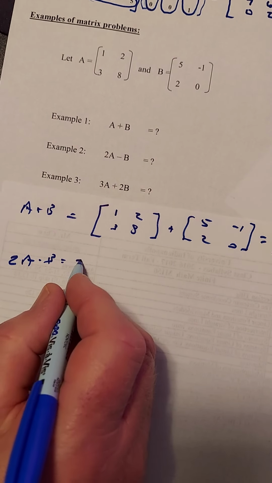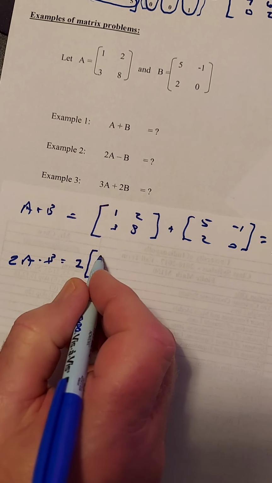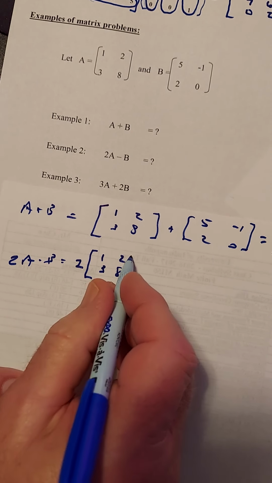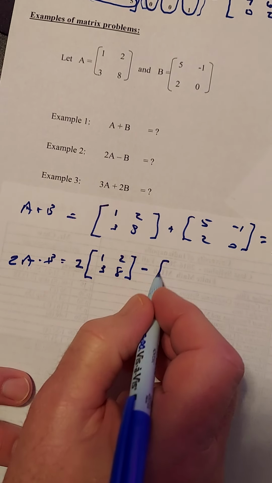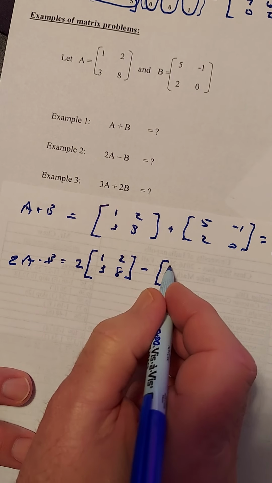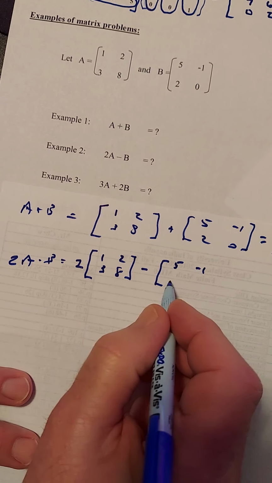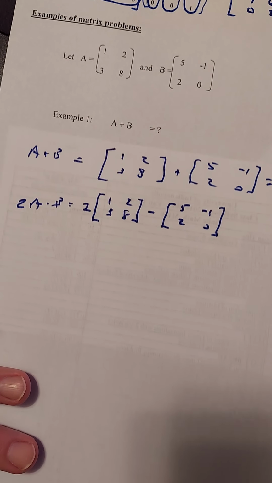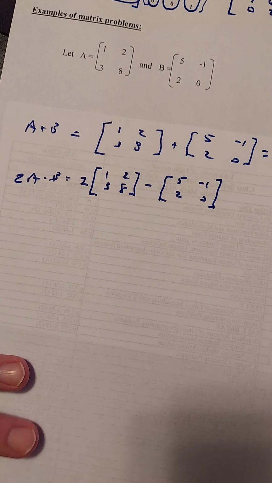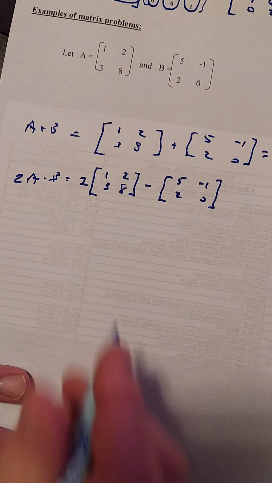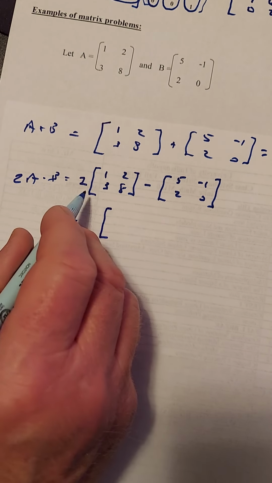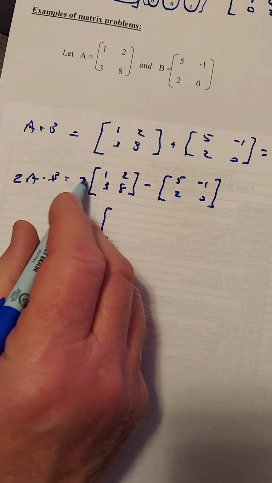So that means you're going to take 2 times the first matrix and then you're going to subtract the second matrix. Now you can organize this however you want to organize it, but I would usually go down. So this says we always multiply first. I'm going to take 2 times each of those.